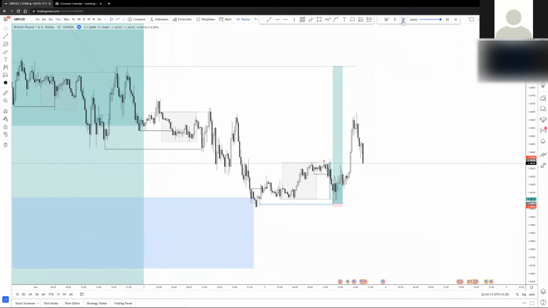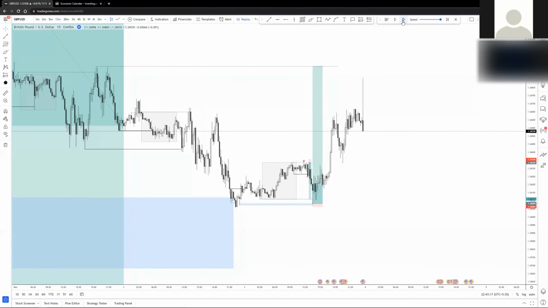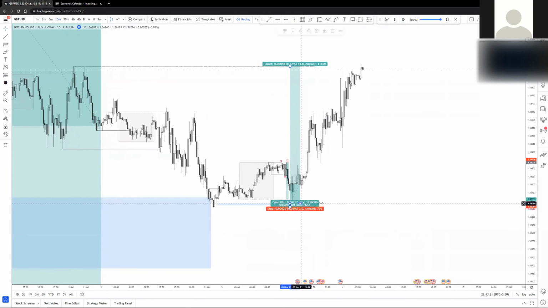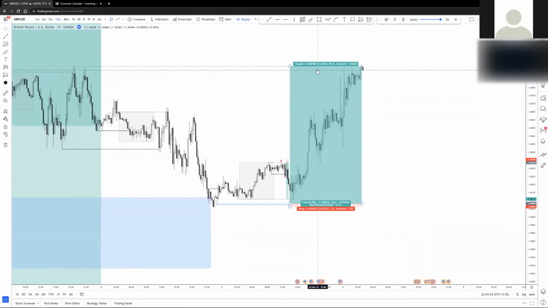Now it's starting to go up. So let's see. Targets hit. See that? Equal highs taken out.